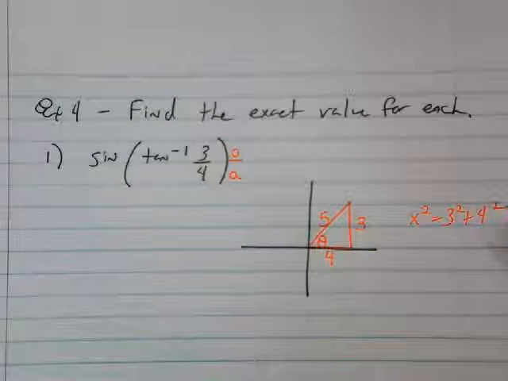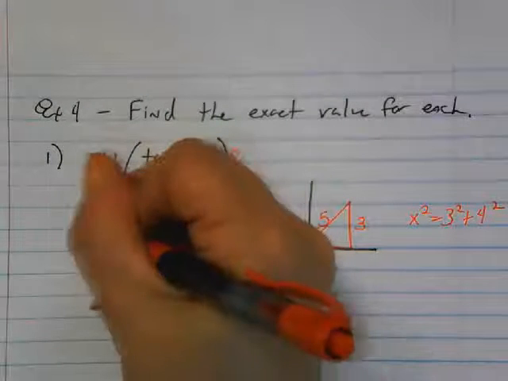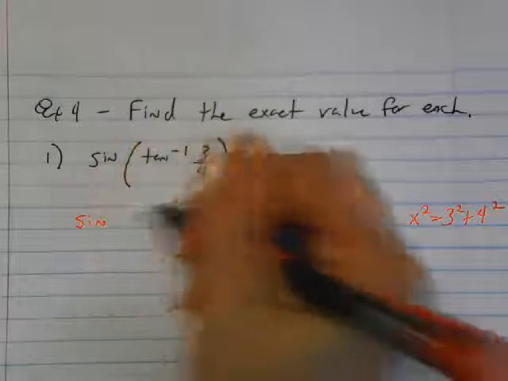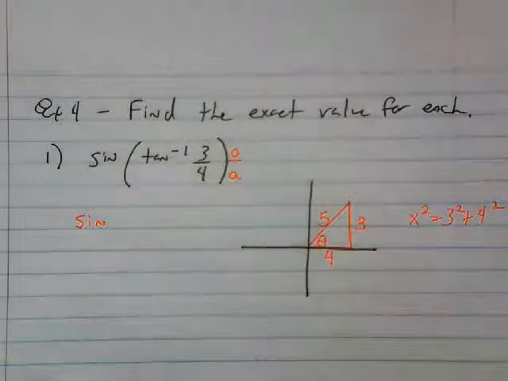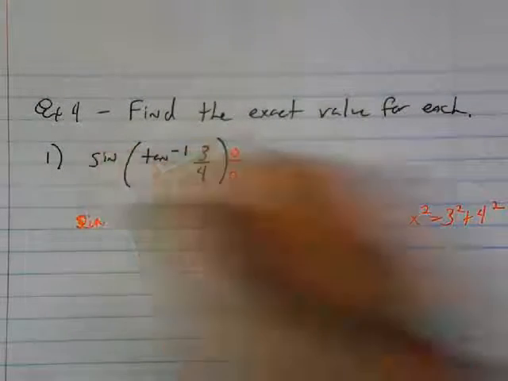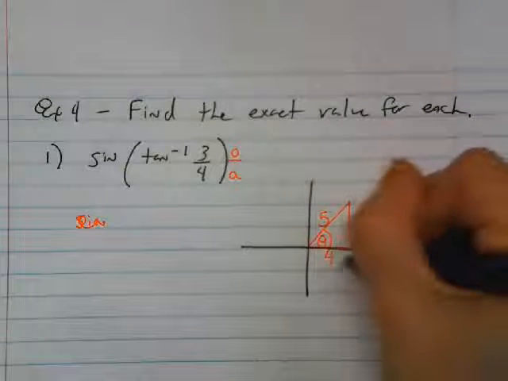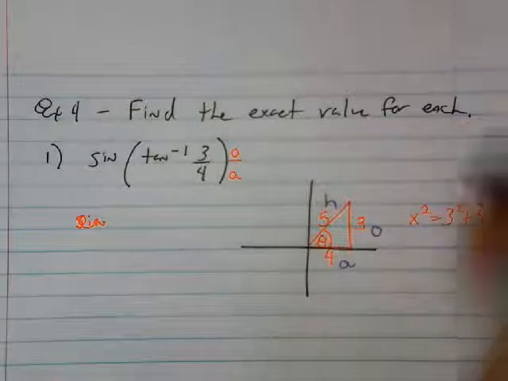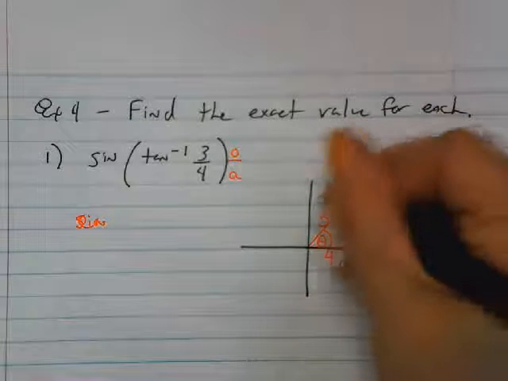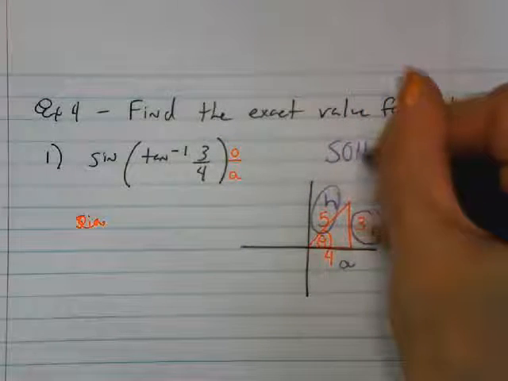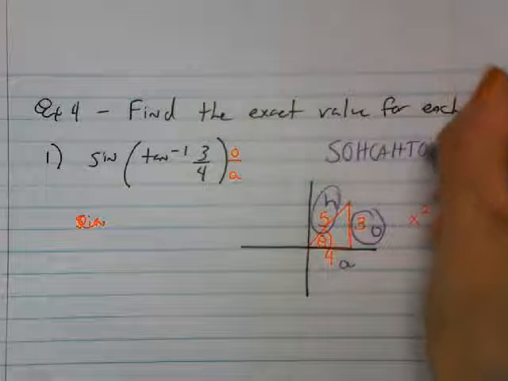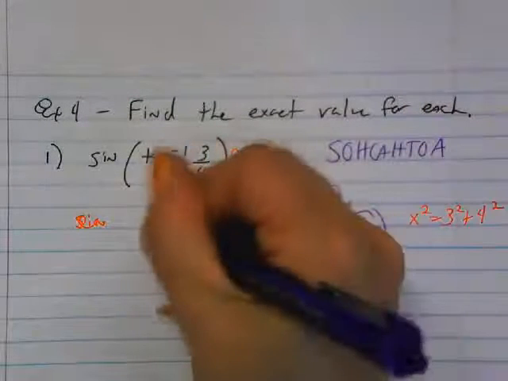So now I'm really saying, what is the sine of this angle? Well, come over here, label your O, your A, and your H. So sine would be O and H, right? SOHCAHTOA. So O and H, my final answer is just 3/5.